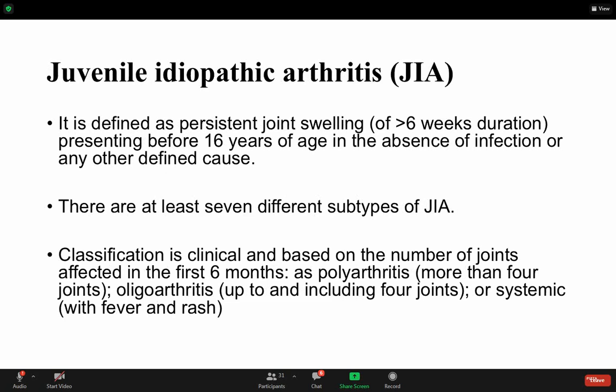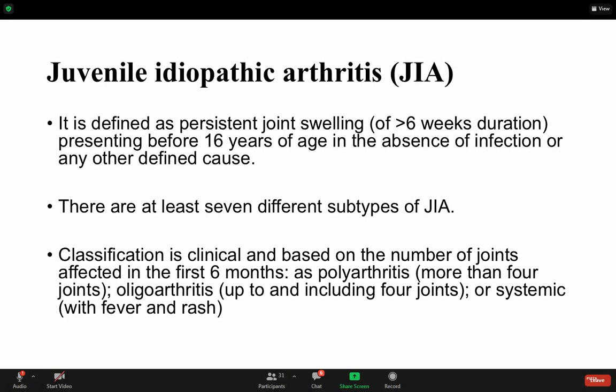There is something we call juvenile idiopathic arthritis. Juvenile means it happens only in young people. JIA is equivalent to rheumatoid arthritis in adults, so it's the same entity, but in children. It is defined as persistent joint swelling of more than 6 weeks duration, presenting before 16 years of age in the absence of infection or any other defined cause. That's why we call it idiopathic: there is no clear cause for their arthritis. Juvenile means children, but they have to be less than 16 years of age.